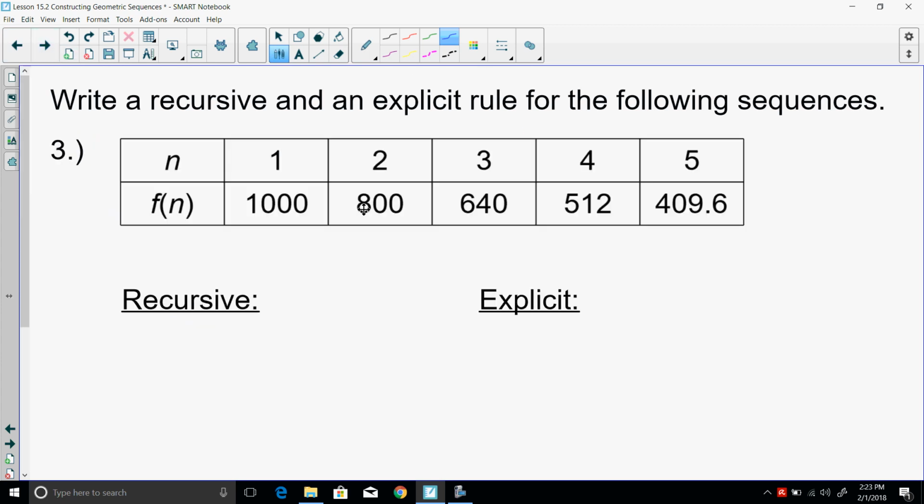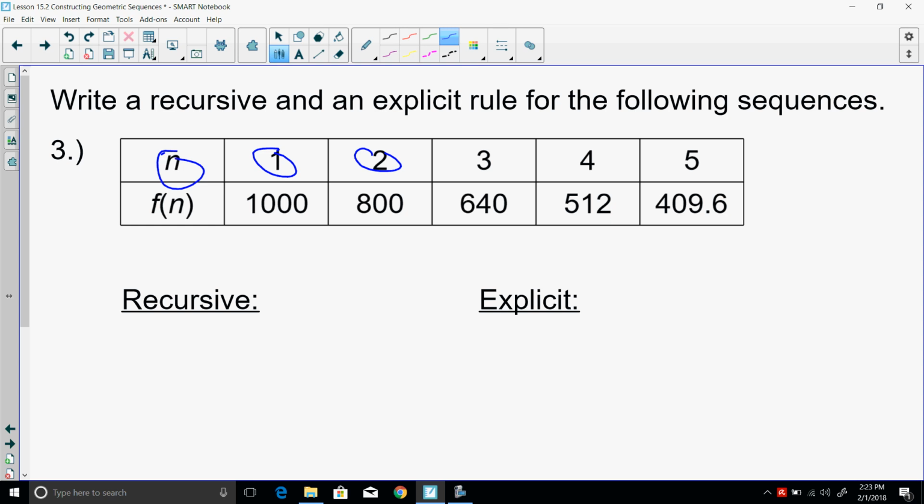All right, so now we're going to look at a table and explain what's going on in the table here. The table shows me my n values. My n value, remember, is the term number. So term number 1 is 1,000, term number 2 is 800, and so forth. And so I have to do the same exact thing. I have to write a recursive and explicit rule for each of these.